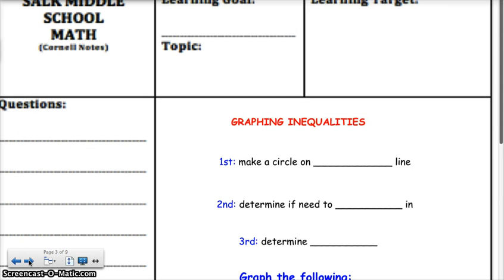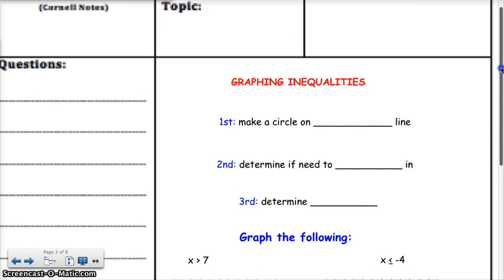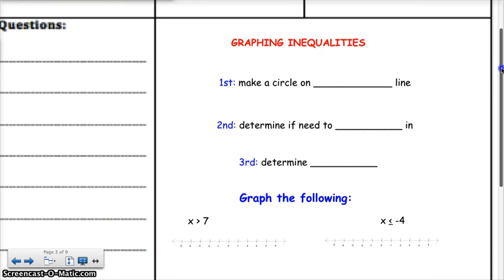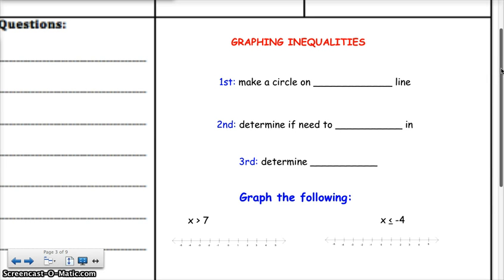Graphing inequalities. First thing you do when you graph, you make a circle on the number line. And yes, you're going to have to make number lines today. It's not going to be a lot of work though. You just draw a little line and draw 3 numbers. So you're going to make a circle on the number line. Determine if you need to color the circle in. If it has the line under it, it means color it in. And then determine direction.